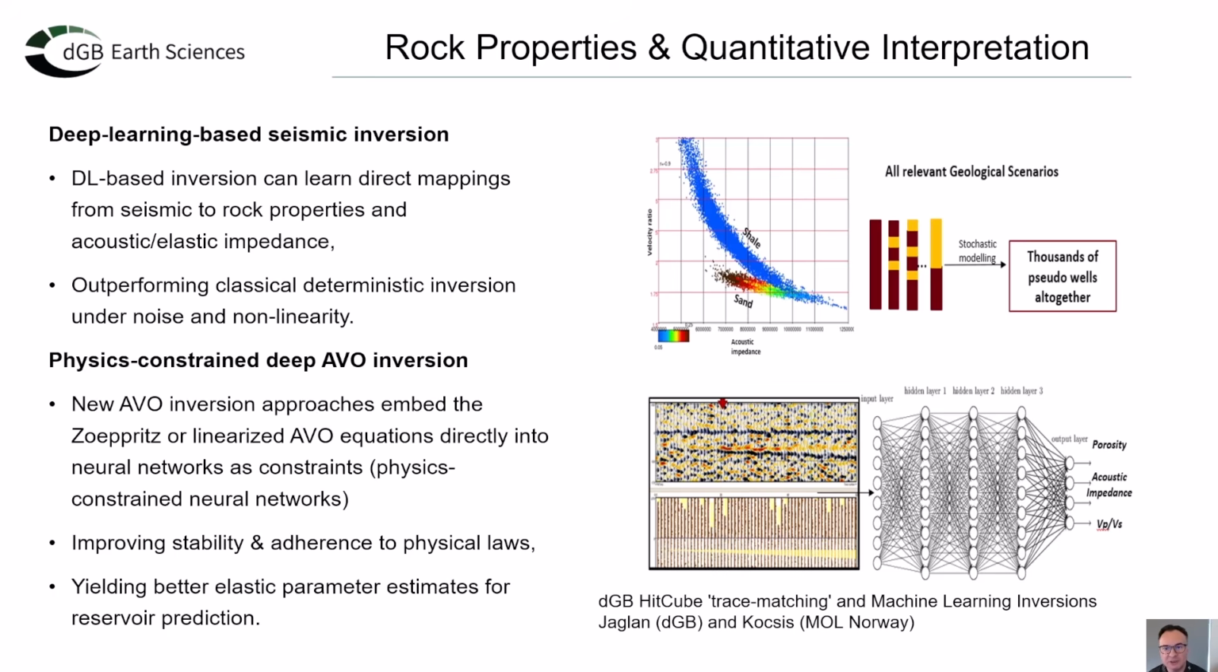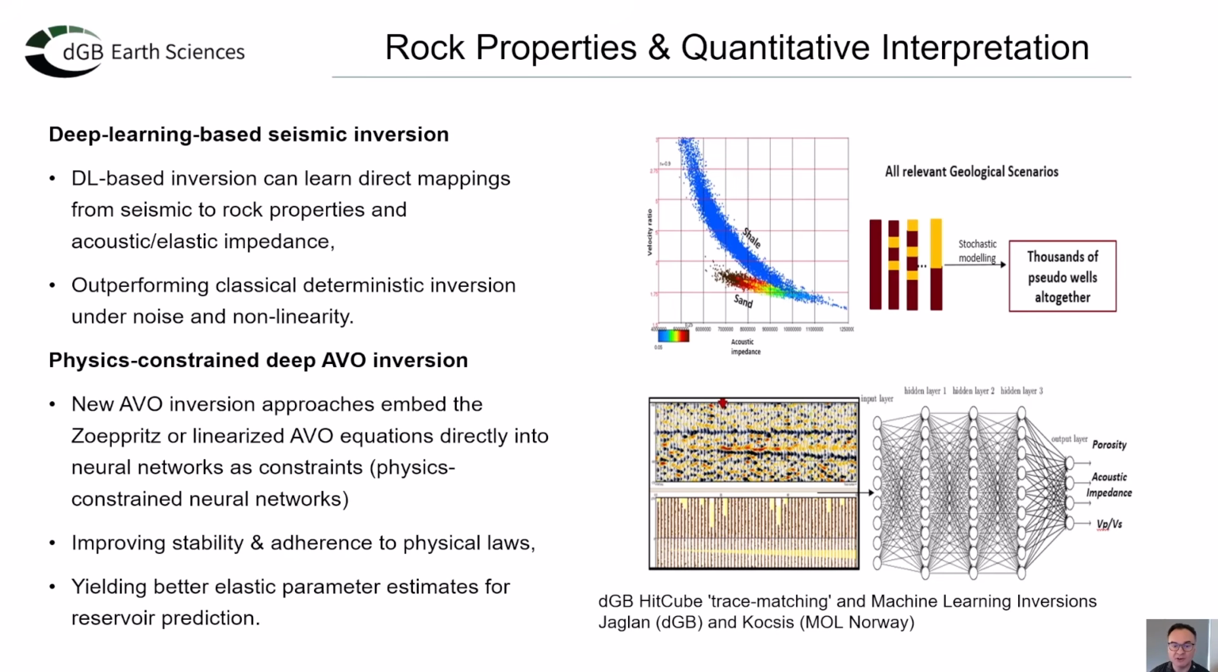Taking these things forward in terms of rock properties and quantitative interpretation, we can do a deep learning-based seismic inversion, where we can learn direct mappings from seismic to rock properties and things like acoustic and elastic impedance. And it turns out that these things can actually outperform classical deterministic inversion under noise and nonlinearity. And we want to always make sure that we're constraining everything by physics.